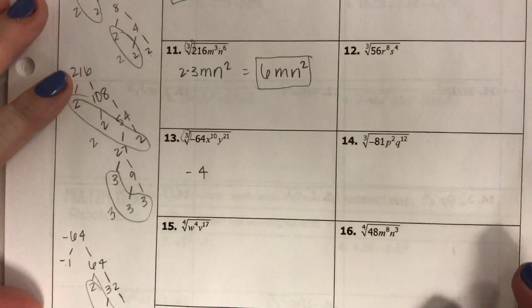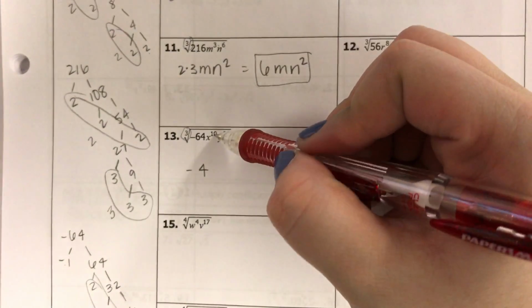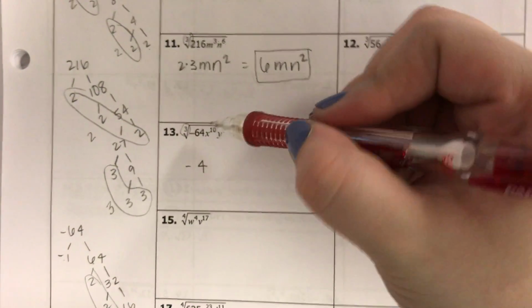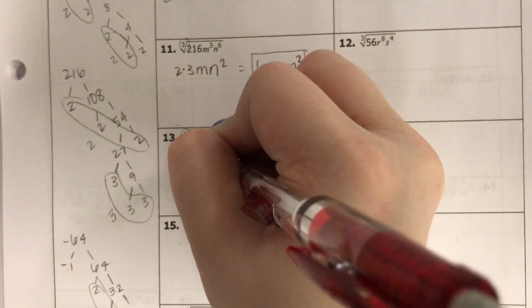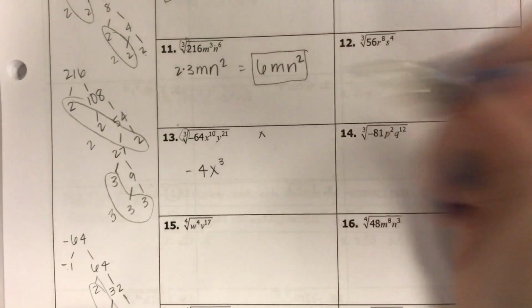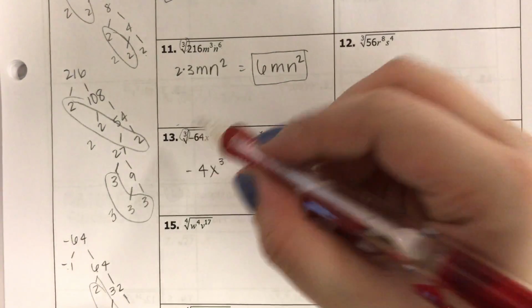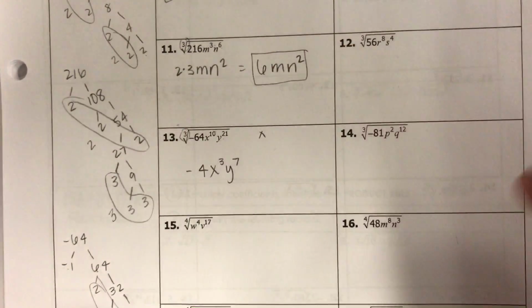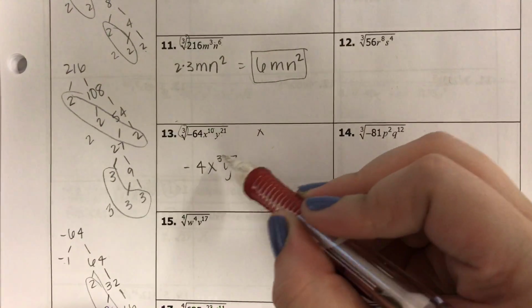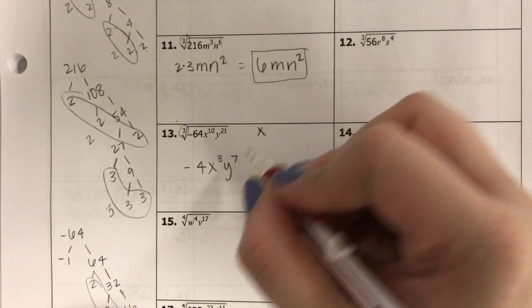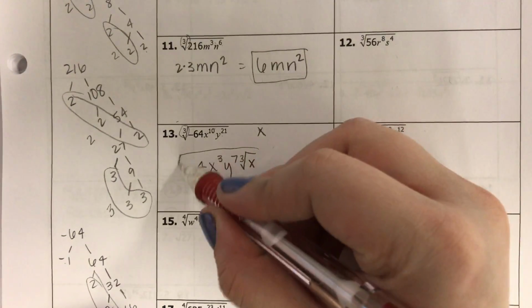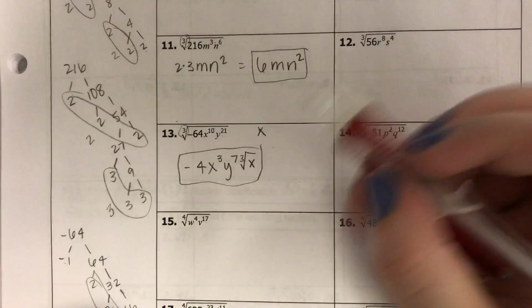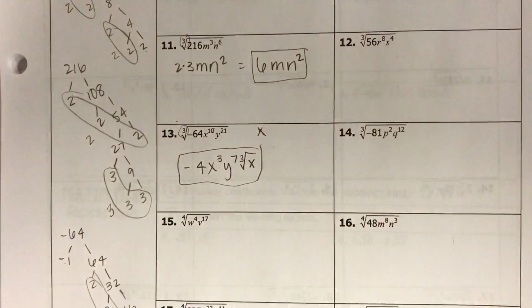Okay, negative 4, 10 divided by 3, I can't do that, but I can round down to 9. 9 divided by 3 is 3, with 1 left over. 21 divided by 3 is 7. So I have negative 4x cubed y to the 7th. Remember, I had 1 x left over underneath the radical. And that's a radical with an index of 3. Don't forget to write the index.